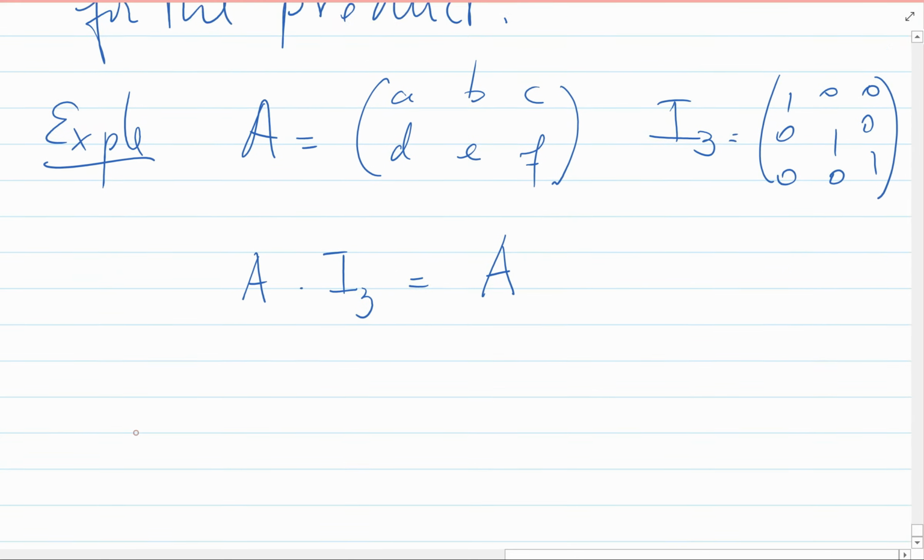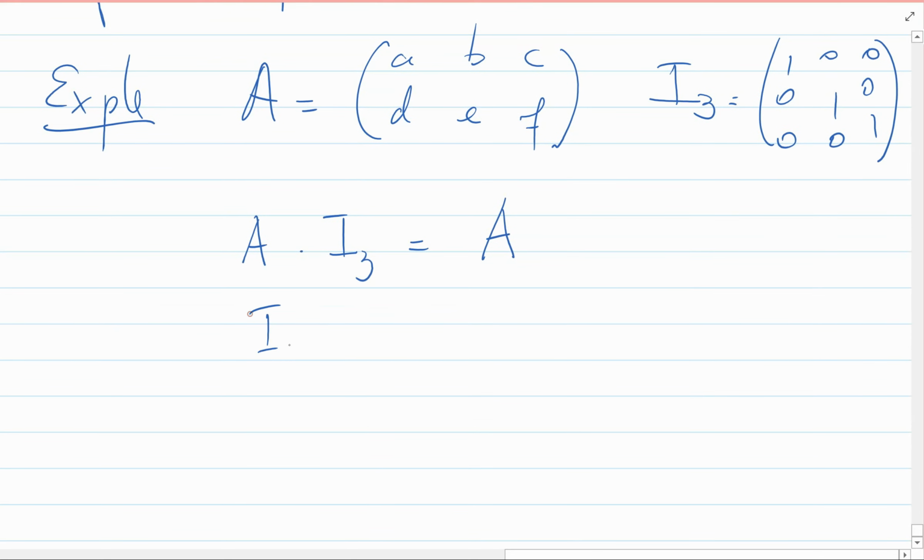But we cannot do I3 times A; this does not make sense, because I3 has 3 columns and A has only 2 rows. So you need to have the same number. The number of columns of the first matrix should be the same as the number of rows of the second.